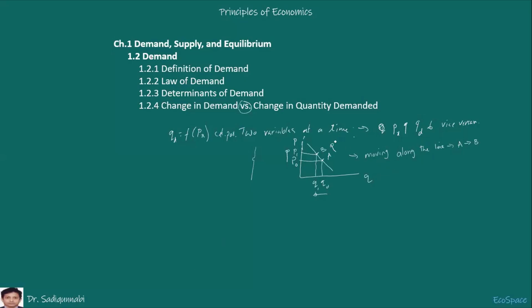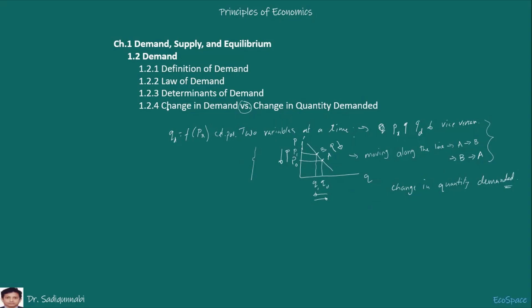In the other way, we can call it moving along the line from B to A. B to A is possible when price decreases. If price decreases, then Q1 increases. Okay, so this notion is called change in quantity demanded.